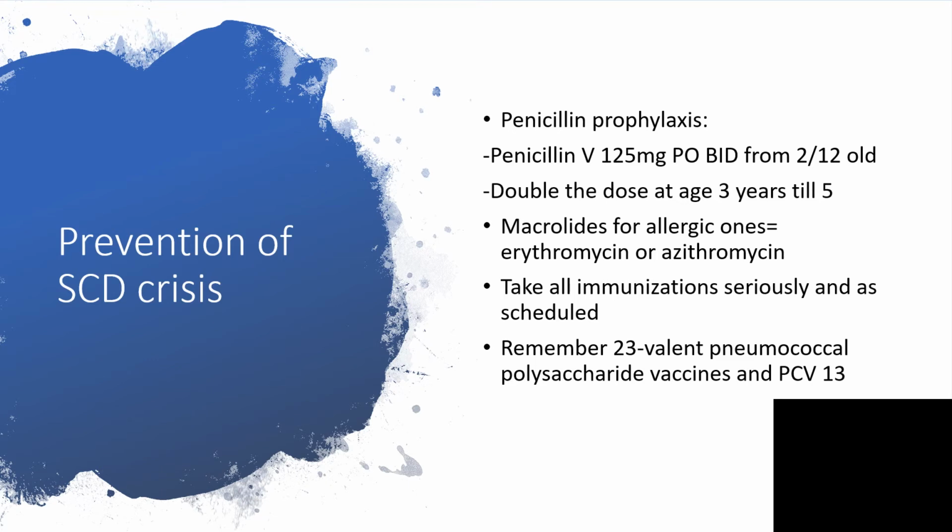And if the child is allergic to penicillin, you can give macrolides like erythromycin, azithromycin, or zithromycin, as you may choose. Take all immunizations seriously and as scheduled, depending on your jurisdiction. Remember that 23 valent pneumococcal polysaccharide vaccines and pneumococcal conjugate vaccines 13 are required because of the problem with spleen, and also meningococcal vaccines.